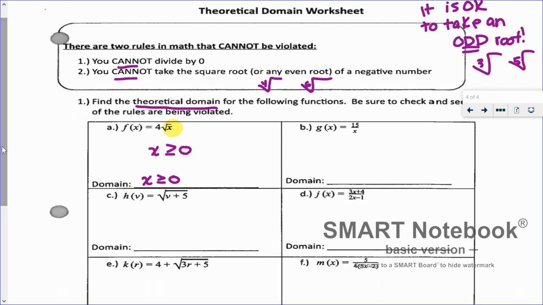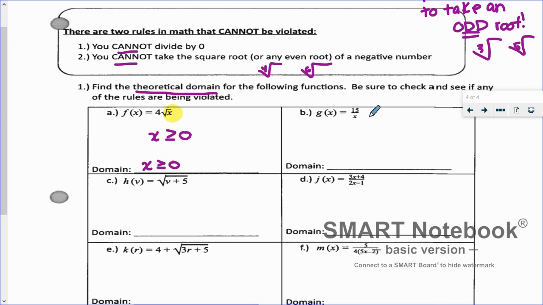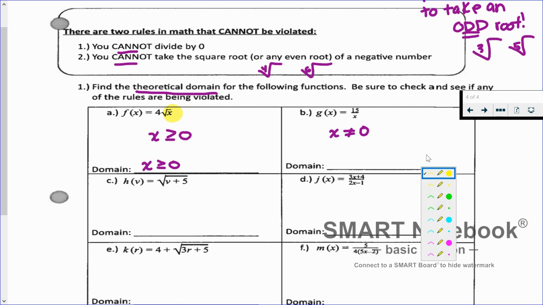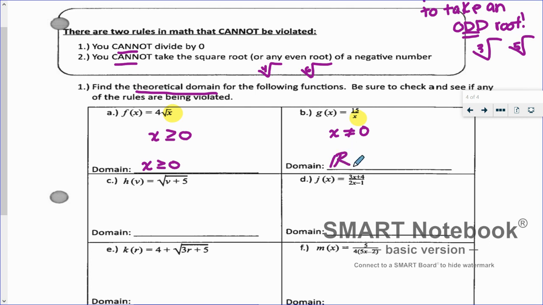All right, here, what rule might I break here with x? Perhaps I could divide by 0, right? Because I have the x in the denominator. So we know that we want x to not equal 0. So we want what's in the denominator to not equal 0, because if it did, then we would have a problem. So basically, x can be any number as long as it's not 0.